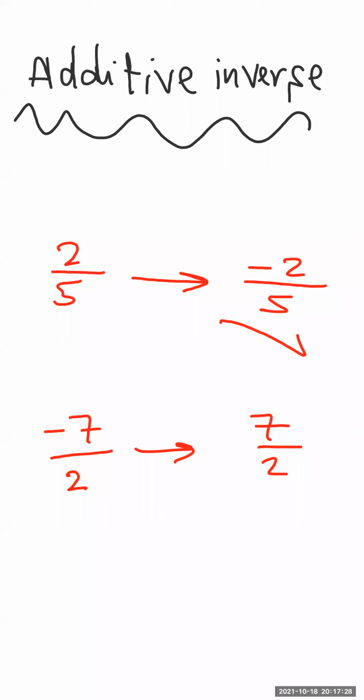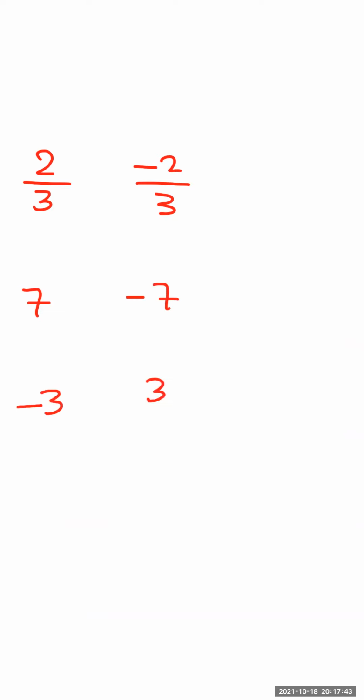One more important point on the additive inverse. The additive inverse of 2 over 3 is negative 2 over 3. Additive inverse of 7 is negative 7. Additive inverse of negative 3 is 3. Additive inverse of negative 1 over 2 is 1 over 2. Are we correct till now? Yes, teacher. Teacher, we will need the additive inverse in subtraction, yes? Okay, we will discuss this in the subtraction.